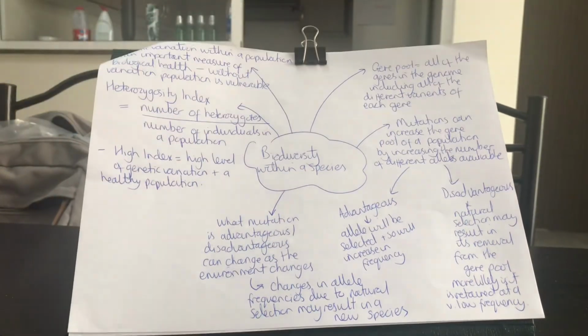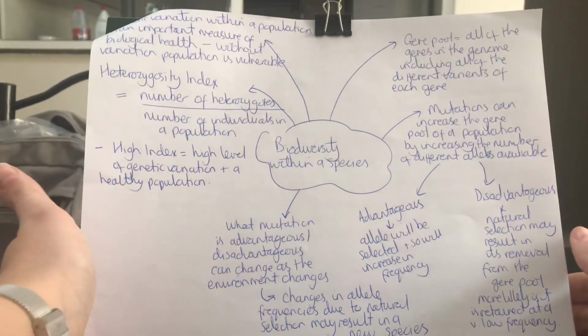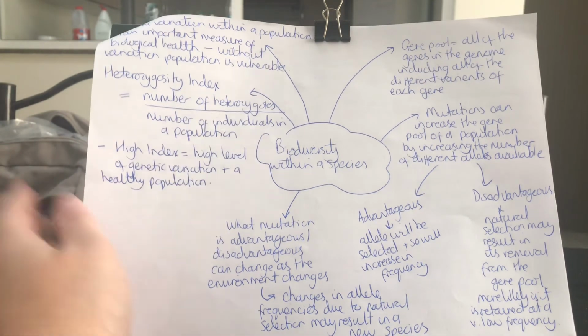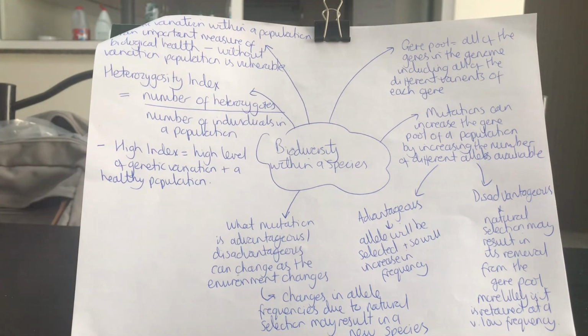So biodiversity within a species is really important. So there's just a key definition that you guys need to know first before we can carry on further, and that is the idea of what a gene pool is. So a gene pool is all of the genes in the genome, including all of the different variants of each gene. So it's kind of like the bank where the genes can be selected from.